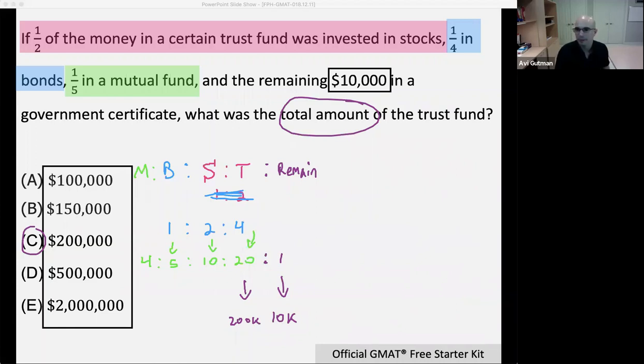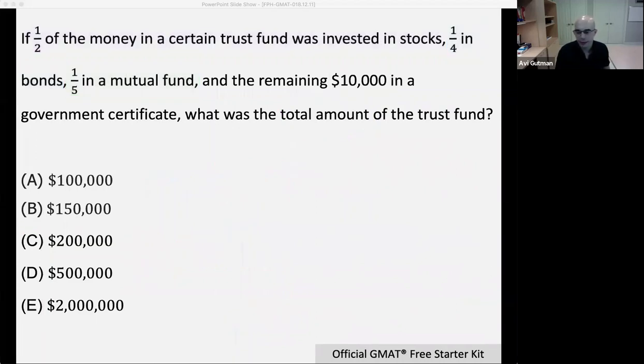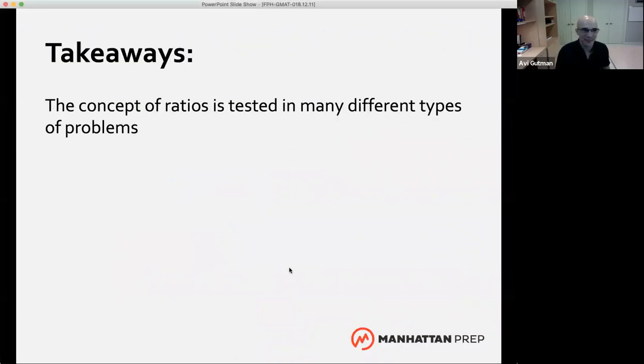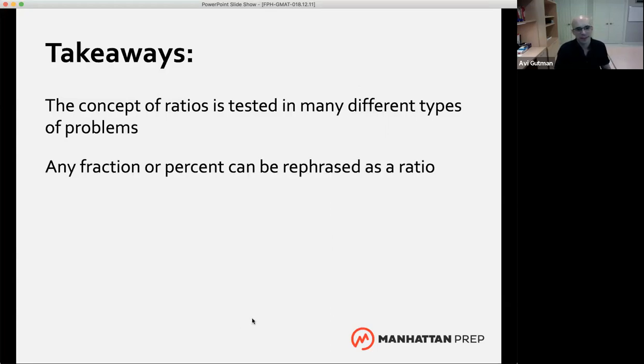Yeah, my pleasure. All right, so to wrap things up, let's look at some takeaways. So I think the obvious takeaway from today is that the concept of ratios comes up a ton, even when we don't realize it. We saw that any fraction or percent can be rephrased as a ratio, and if it can be rephrased as a ratio, it probably should be rephrased as a ratio.